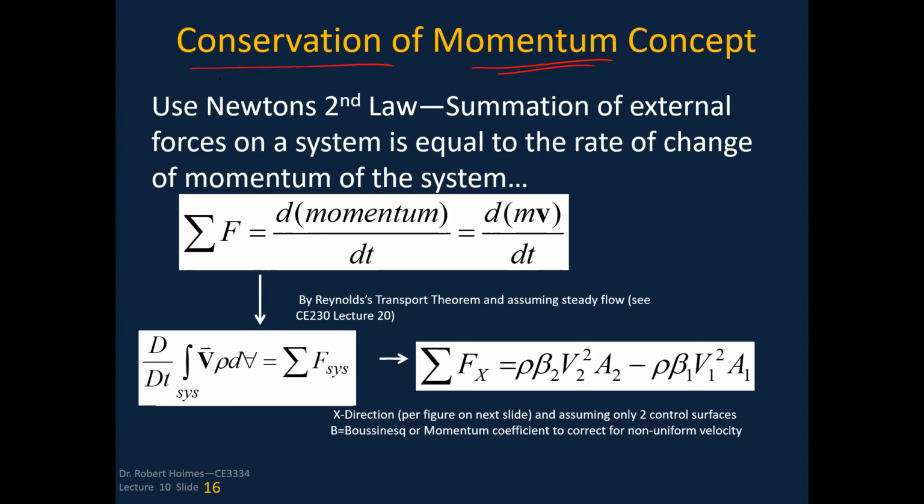So if I look at the conservation of momentum concept, we start with Newton's second law, which says that the summation of external forces on a system is equal to the rate of change of the momentum of the system. So if I've got the summation of the external forces, and I look at the change of momentum with respect to time, momentum is nothing more than the mass times the velocity. So we're looking at, on this system, what is the change of that momentum with respect to time? And that's equal to the sum of the external forces.